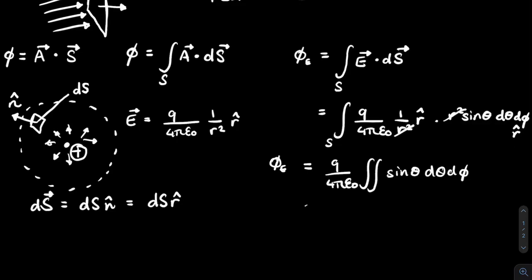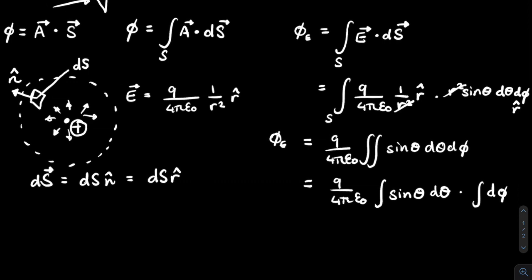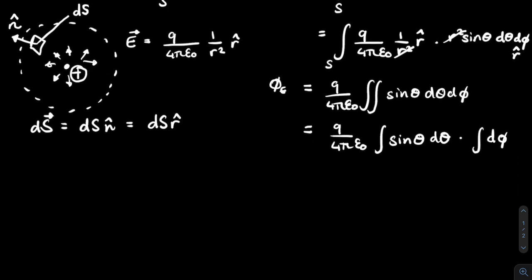So what happens if we do this integral right here? Well, we're going to get Q over 4 pi epsilon 0. We can separate this integral out into all the terms with theta in, so sine theta d theta, multiplied by the integral over phi right here. Now all we need to do is do these integrals, and to do that we first need to know what the limits of the integral are.